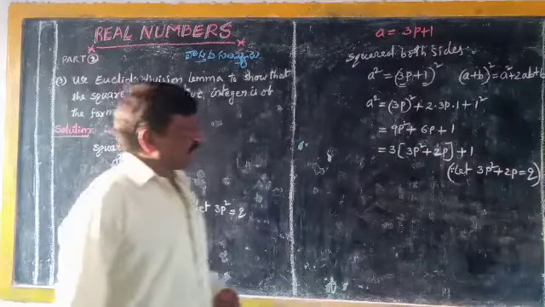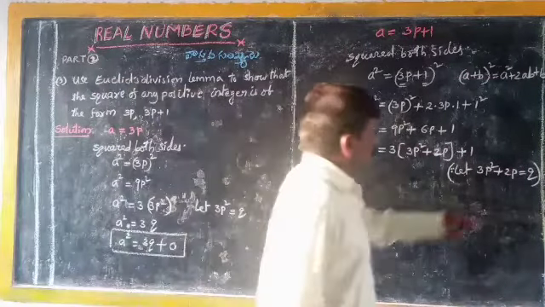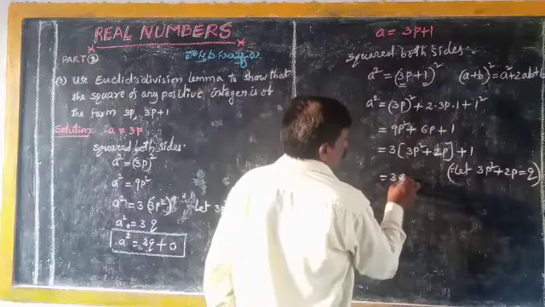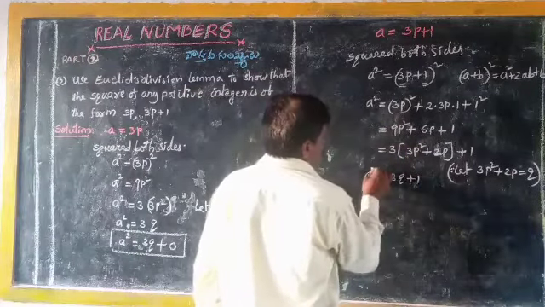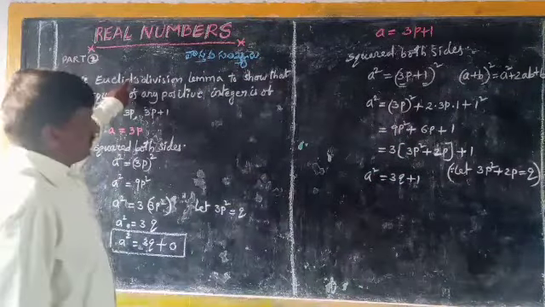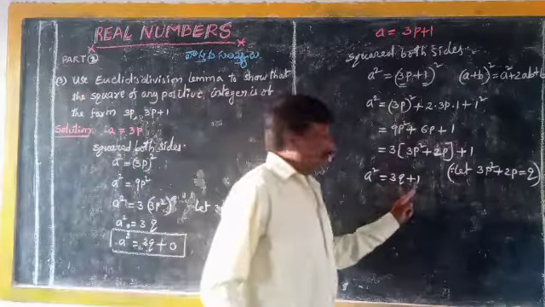Let a = 3p² + 2p = q. So 3q + 1. a² is also 3q + 1. It is also in Euclid's division lemma.